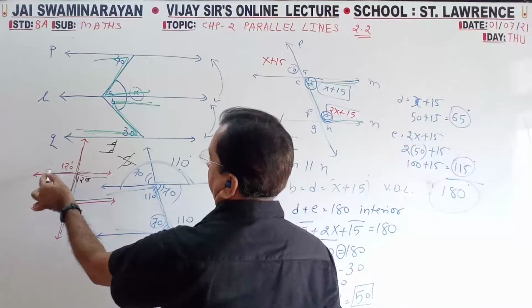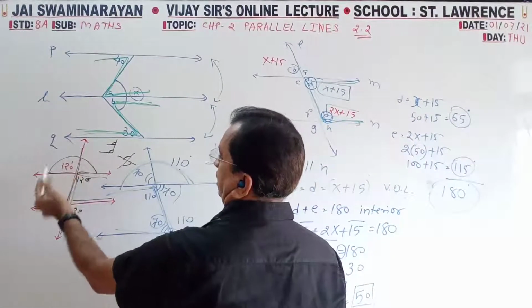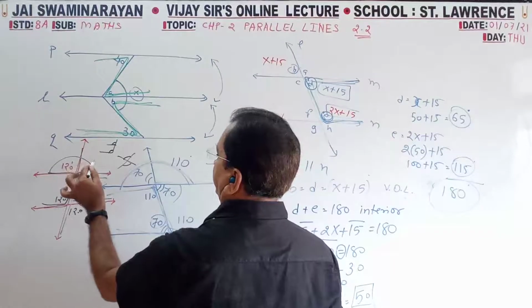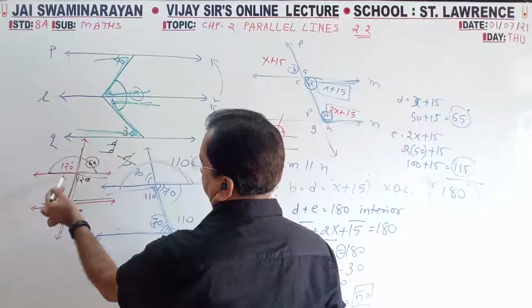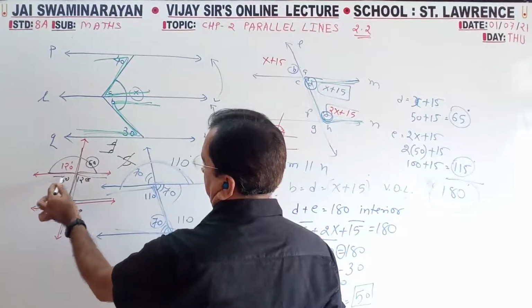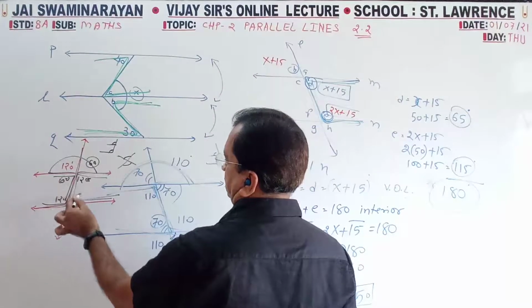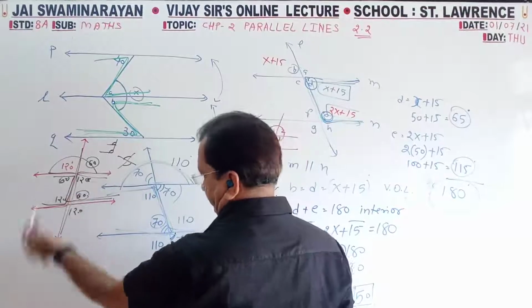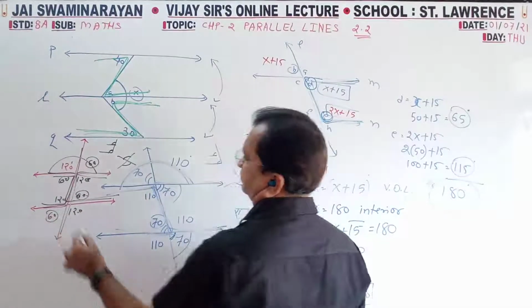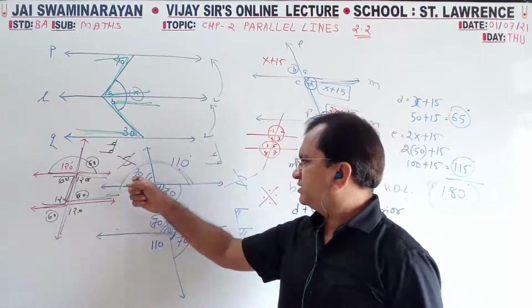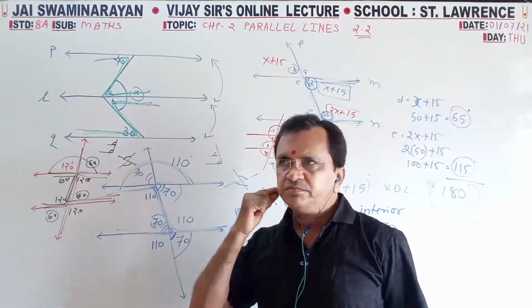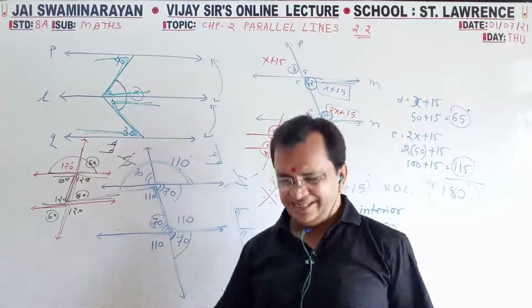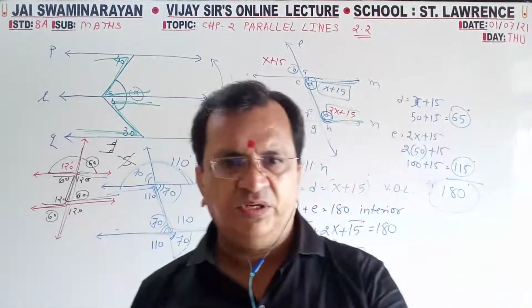Now nearby, this total is 180, 180 minus 120 is 60. Again vertically opposite 60. Again Z, so 60, 60. Again vertically opposite 60. So here the smaller one was given, and the rest of the 7 we got. Here also one given, the rest of the 7 we got.